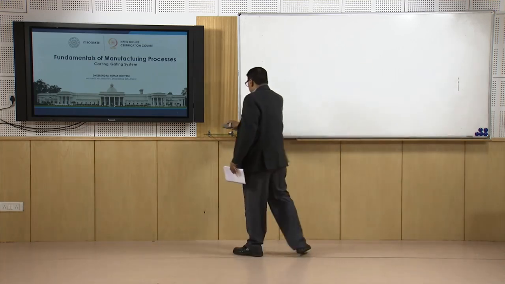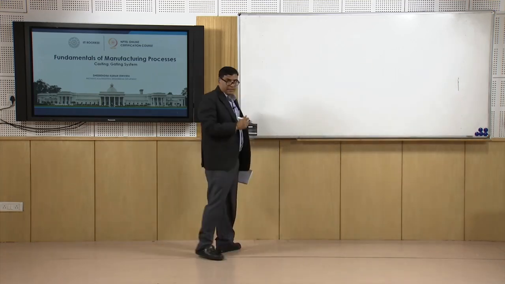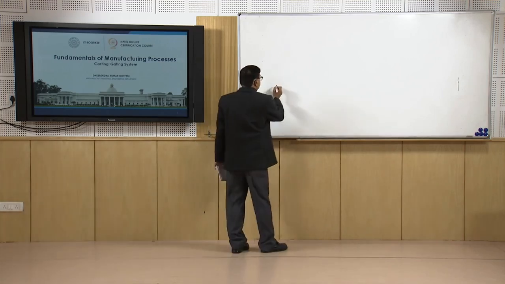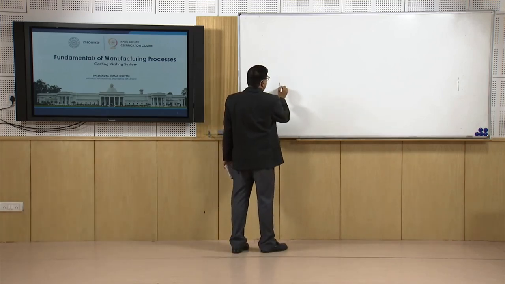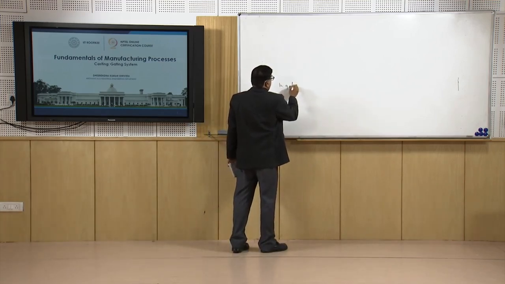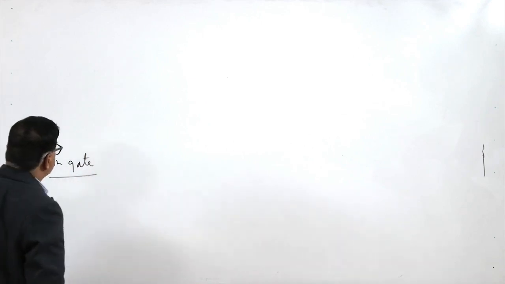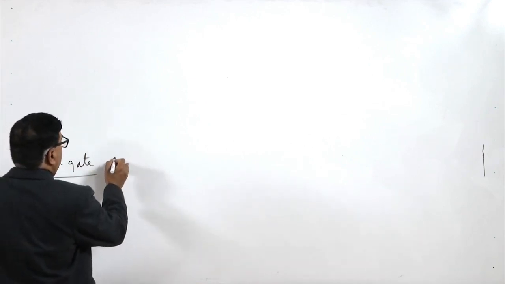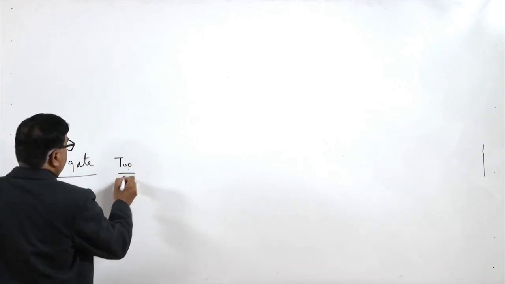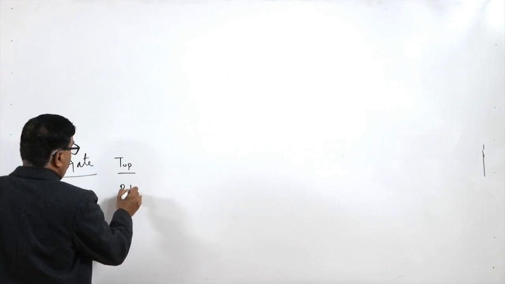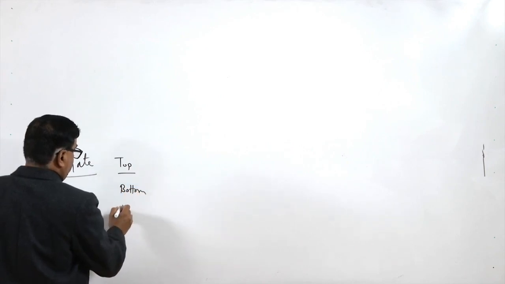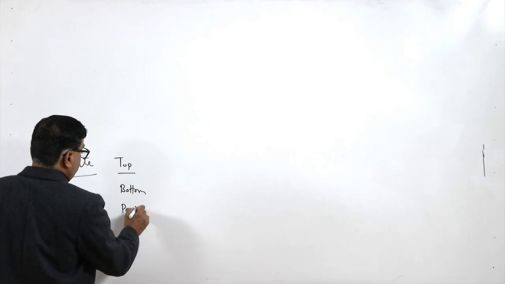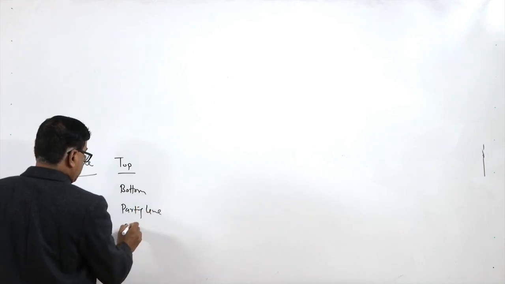Now, we will be talking about the different types of gates which are used. So, the in-gates: there are 3 or 4 types of in-gates which are used. One is the top gate, then the bottom gate, then the parting line gate, and the step gate.